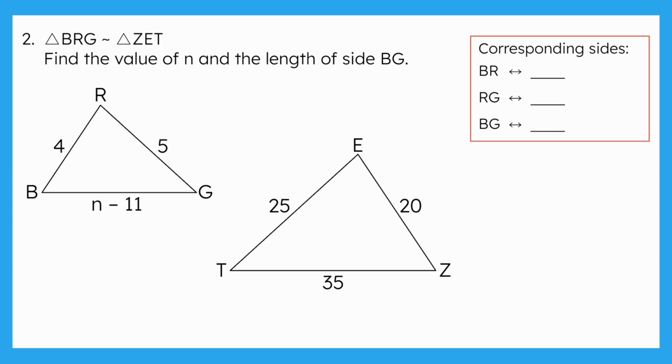Let's see here. Side BR corresponds with side ZE, since they both use the first two letters in each triangle's name from the similarity statement. Side RG corresponds with side ET, and side BG corresponds with side ZT. Which sides can we use to calculate this scale factor?